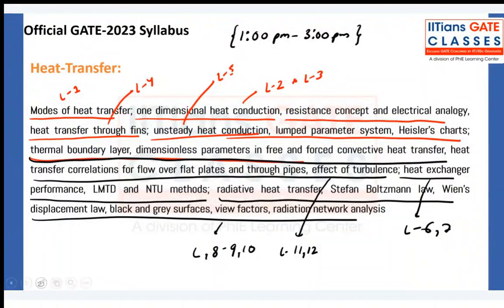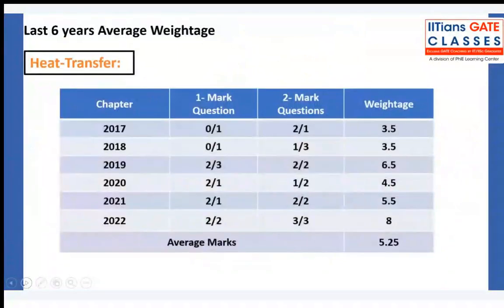So what is the average weightage of heat and mass transfer? You see, in the last 6 years, from 2017 to 22, in 22 they asked 8 marks of heat transfer. Although it is an exception, I am not saying in 2023 it will come of 8 marks or 5 marks or 4 marks, but let us take an average. So the average is 5.2 marks.